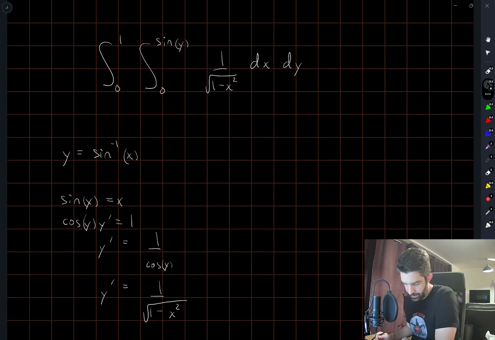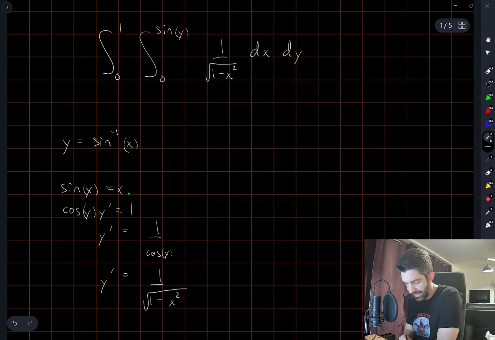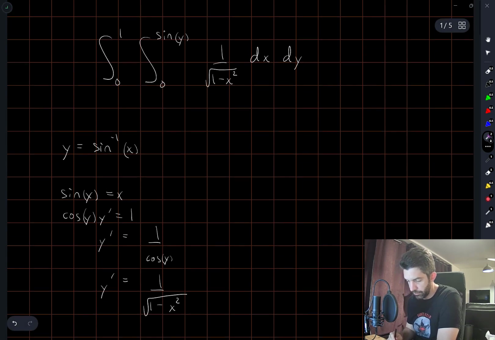Okay, so I believe the antiderivative of this thing is just sine inverse. Let me just convince myself I didn't make any mistakes here. I set y equal to sine inverse x, so that sine y is equal to x. Take a derivative. Using implicit differentiation on the left, we have cos y times y prime is equal to 1. Divide by cos y, and then use the Pythagorean trig identity to see that this is 1 over the square root of 1 minus x squared, which is what we get.